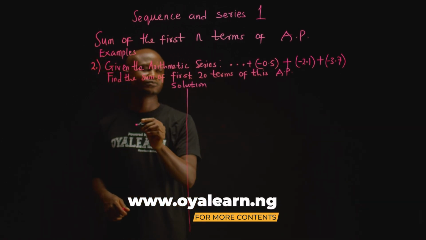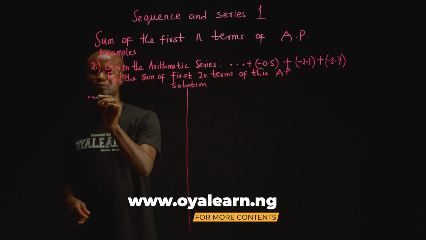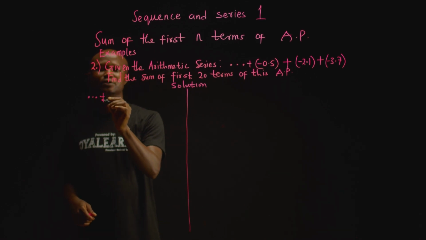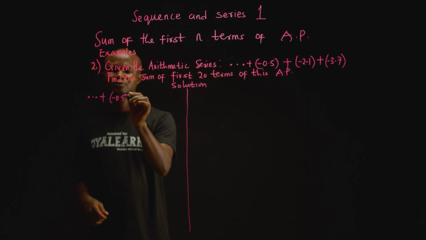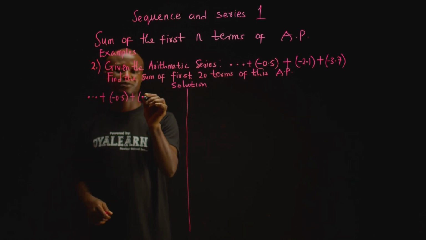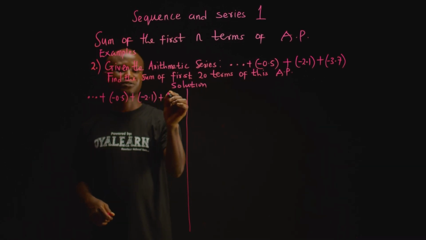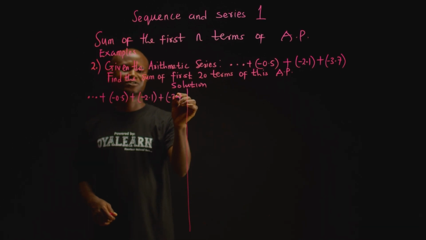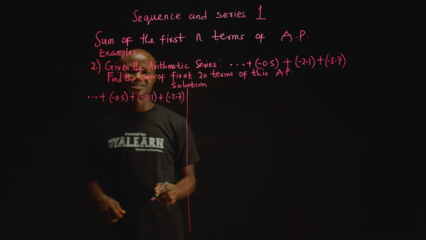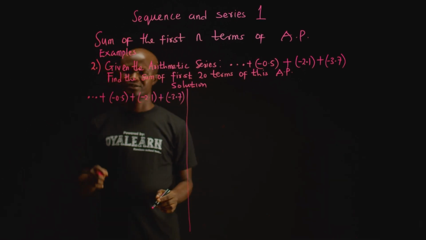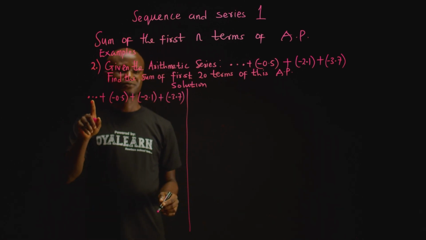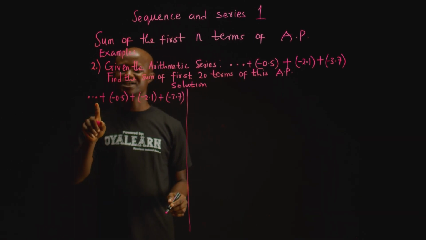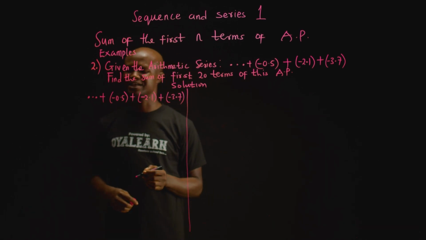Now we have the series as minus 0.5, then plus minus 2.1, plus minus 3.7. So we can write these as what? You can see here, these dots denote that we have some numbers here, so it makes this series to be an infinite series.